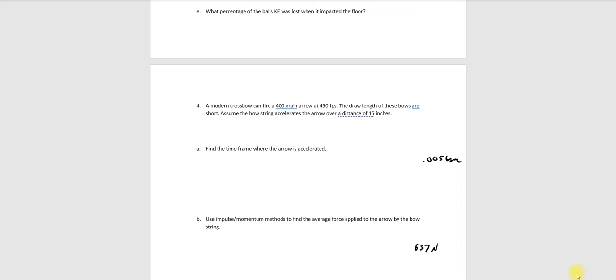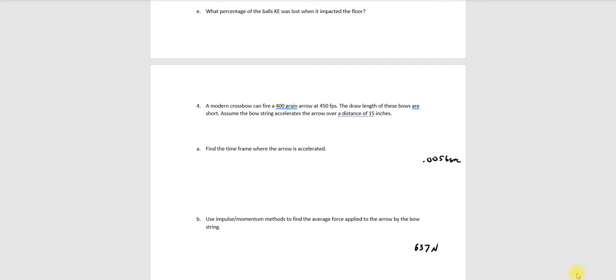Let's see, the draw length is pretty short. In this particular case, we're going to use 15 inches. And what that means is that when you fire the bow, the string applies a force to that arrow over a distance of 15 inches. Now, this one was given in some kind of non-standard units, and that was deliberate here to give you a little bit of practice working with these units.